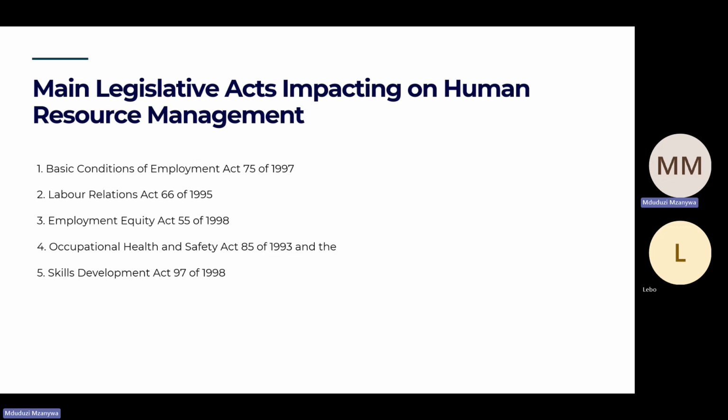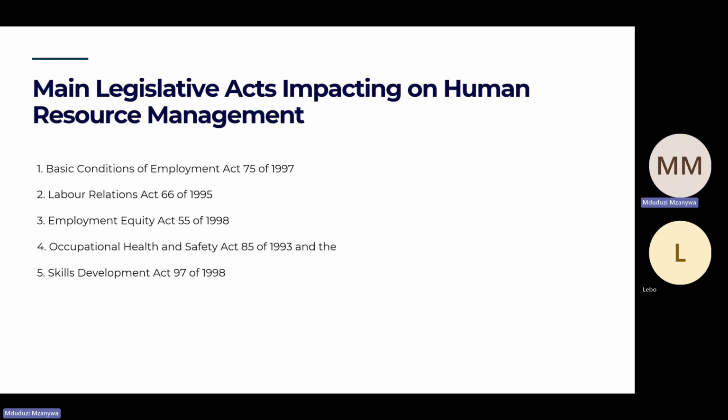So both the employers here and the trade unions here come together and develop what are called collective agreements. Those collective agreements would have minimum conditions that work for that particular sector. So here you also find the CCMA, which is the Commission for Conciliation, Mediation and Arbitration.